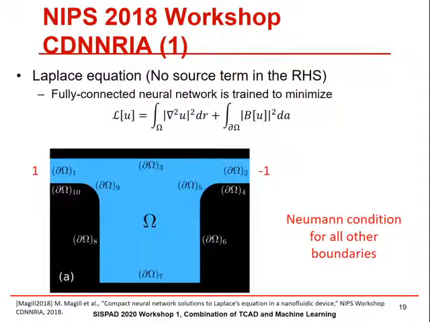In a workshop of NIPS 2018, a paper about the Laplace equation was presented. The Laplace equation is obtained when the source term of the Poisson equation vanishes. A fully connected neural network is trained to minimize the loss function. The authors assume a specific structure and a mixed boundary condition is applied. For two contacts, we have 1 or -1, and for other non-contact boundaries, the homogeneous Neumann boundary condition is applied. Similar boundary conditions are found in the semiconductor device simulation.